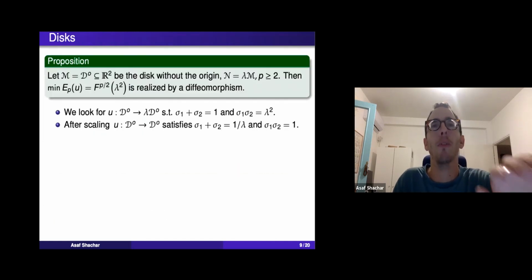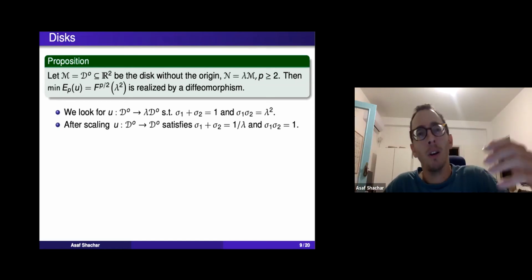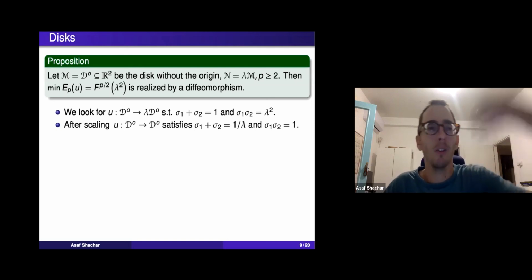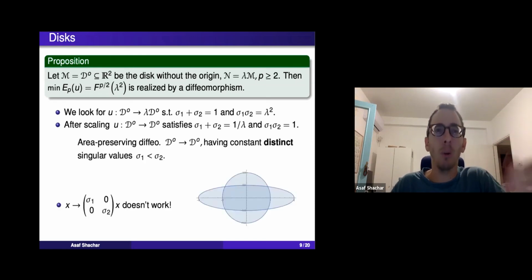So anyway, we look for maps from D to lambda D whose sum of singular values is 1, and their product is also constant and equals lambda squared, at least in the generic case when the exponent is greater than 2. Now we can compose this map with 1 over lambda, so we can scale. Equivalently, we are looking for maps from the unit disk into itself which have constant sum of singular values 1 over lambda, and the product of singular values is 1. But product of singular values 1 means that these are area-preserving maps. So we are looking for area-preserving diffeomorphisms of the disk, which have constant, distinct singular values.